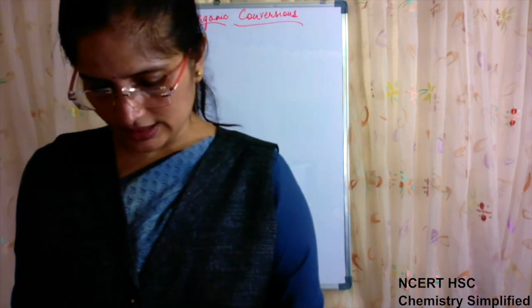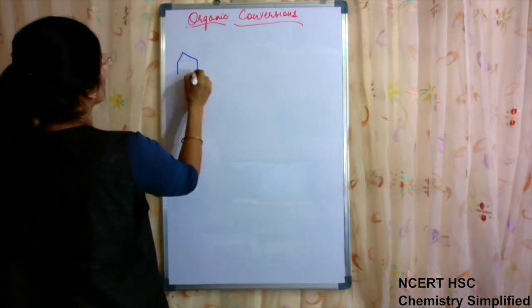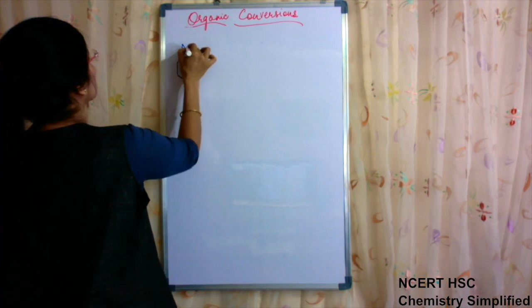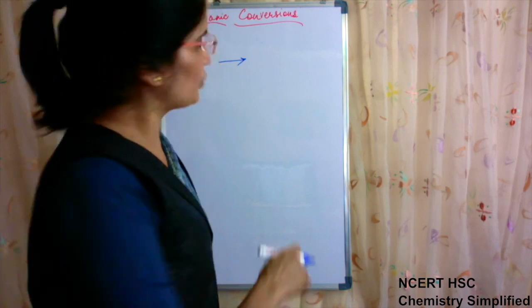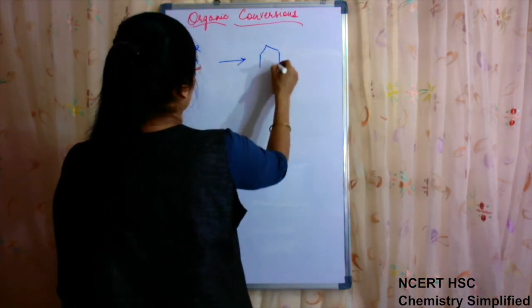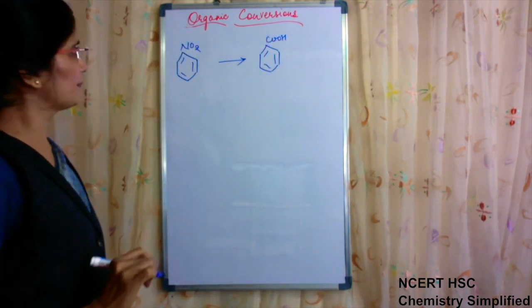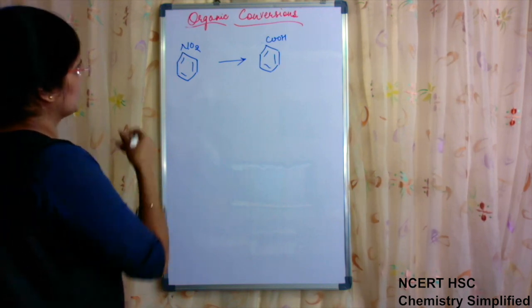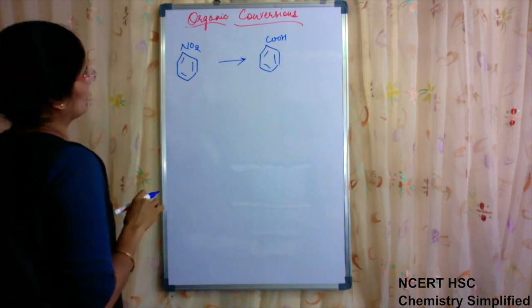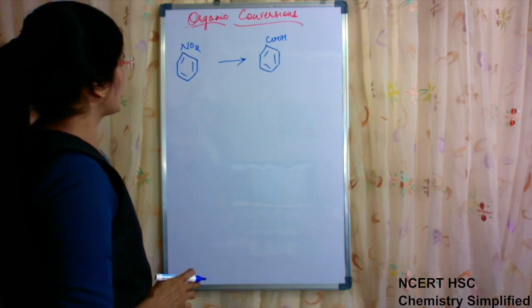First is nitrobenzene to benzoic acid. Nitrobenzene to benzoic acid. Okay. Now for this conversion, carbon atom, there is no change in the number of carbon atoms. Okay, they are as it is.